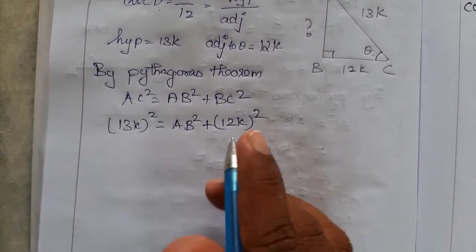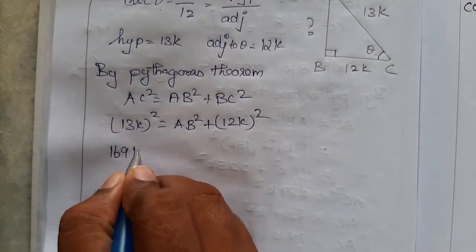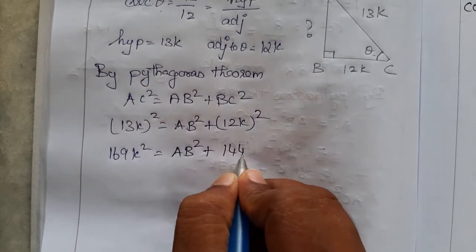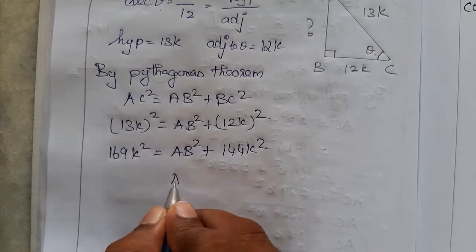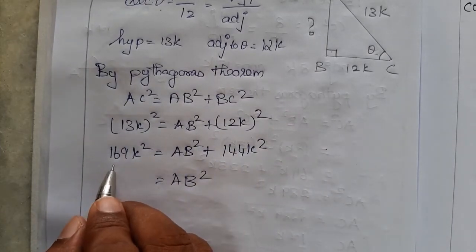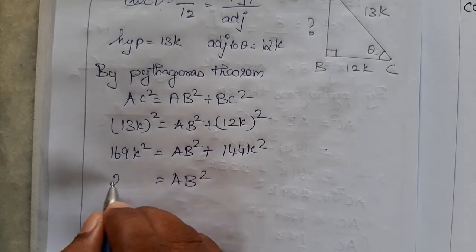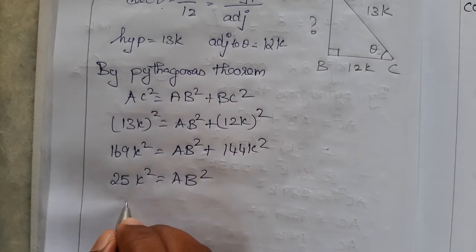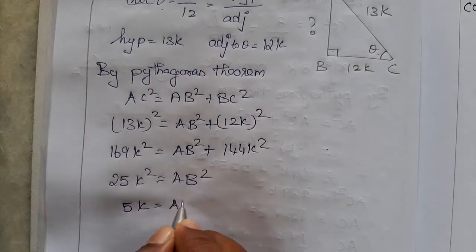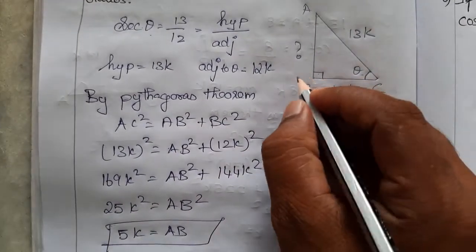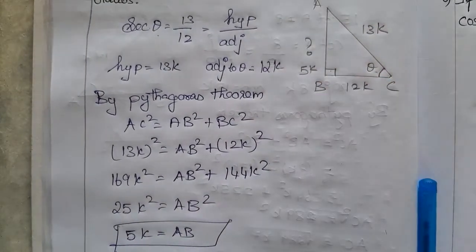So 13k square, 169k square, is equal to AB square plus 144k square. So let the AB square be here. Let me bring this 144 here. 169k square minus 144k square will give us 25k square. Taking the square root, we get 5k, right? So AB is equal to 5k. So this side we obtain as 5k.